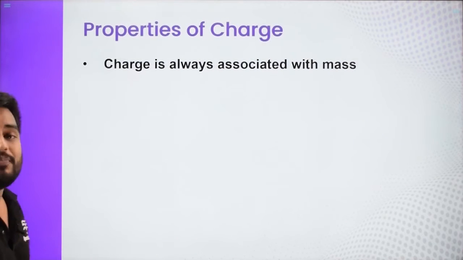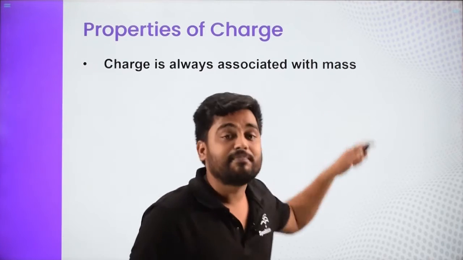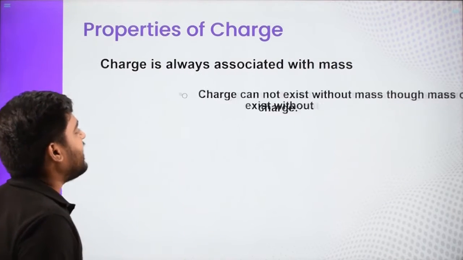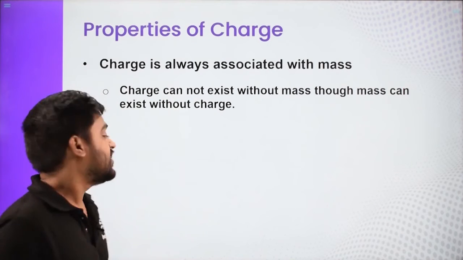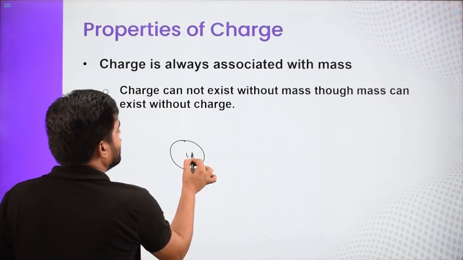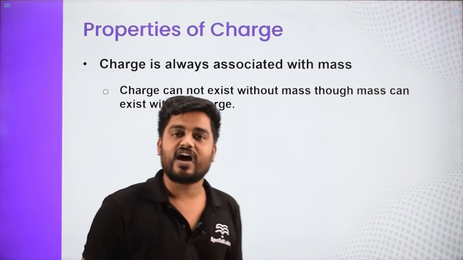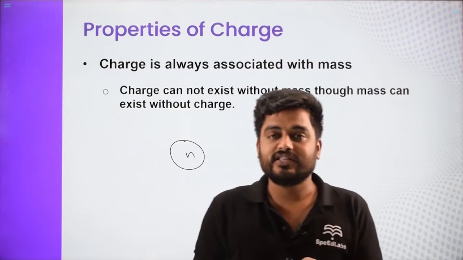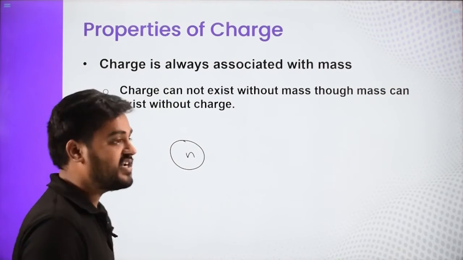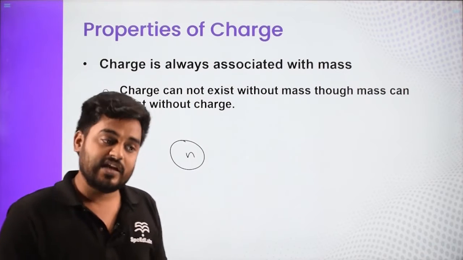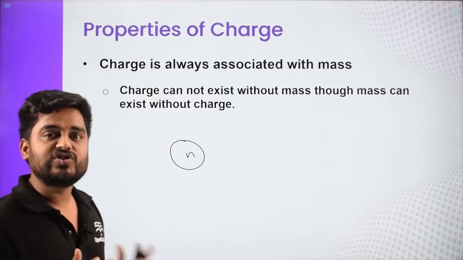Let us discuss the properties of charge. We'll continue. So the next property is charge is always associated with mass. What does that mean? That means that charge cannot exist without mass, but mass can exist without charge. If we talk about neutrons, they are neutral in nature, but they have some mass, right? But if you want to have charge, that object or fundamental particle, whatever that particle or object is which has some charge, will definitely have mass. So mass can be neutral or charged, but charge is always with some mass. So we can say that charge alone cannot exist.